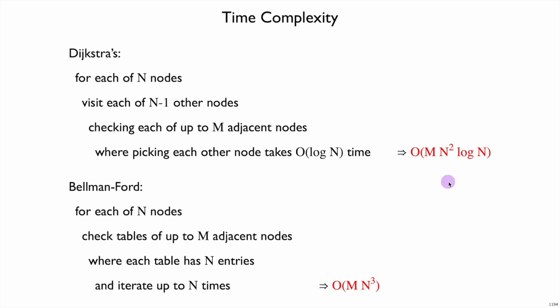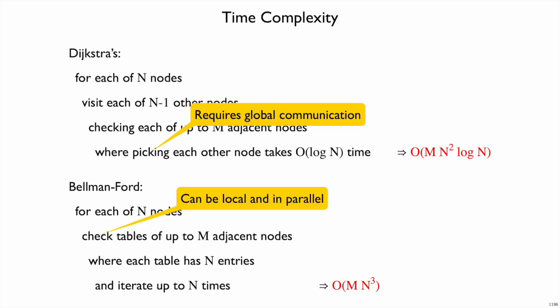Offhand, it looks like Dijkstra is the clear winner here, and this is why it's the go-to algorithm for most purposes. But in the context of networking, despite n squared log n being much better than n cubed, we have to consider that Dijkstra's requires a kind of global communication. It needs to pick the best next step, and weights and nodes can't be changing in the background while we're working on one node to get its correct answer. Bellman-Ford, on the other hand, relies on local communication, so we can do each of the nodes in parallel, and each node only has to talk to its immediate neighbors, trading tables.